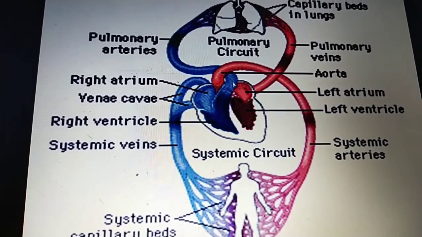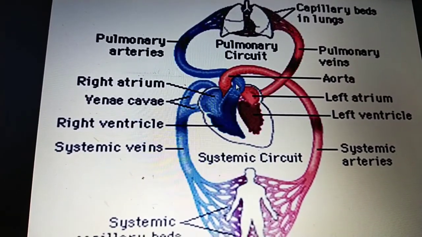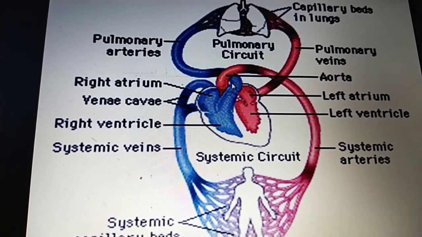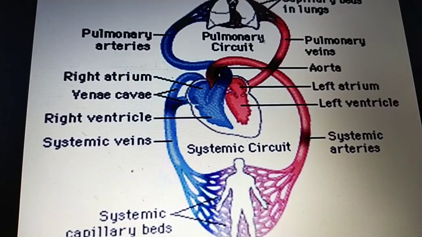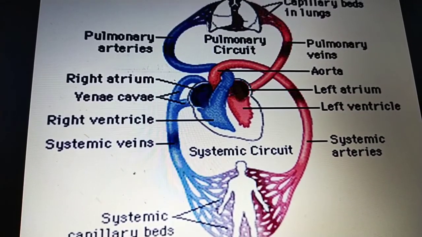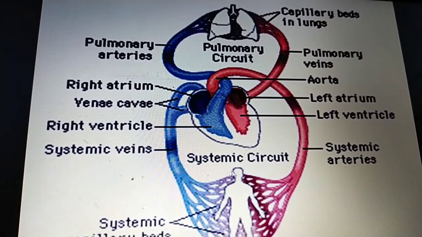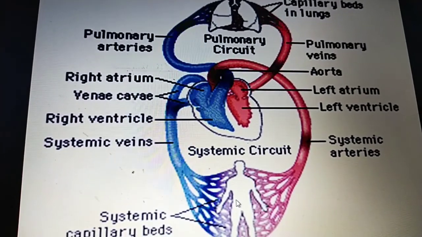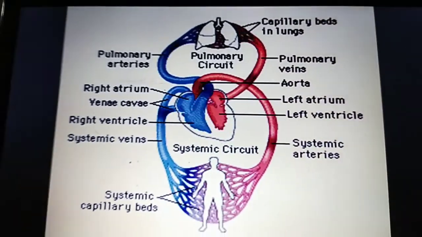Pulmonary circulation is the circulation of blood from the heart to the lung and from the lung to the heart. And systemic circulation means that, except for the lung, it circulates blood to the whole body. This circulation is called the systemic circulation.